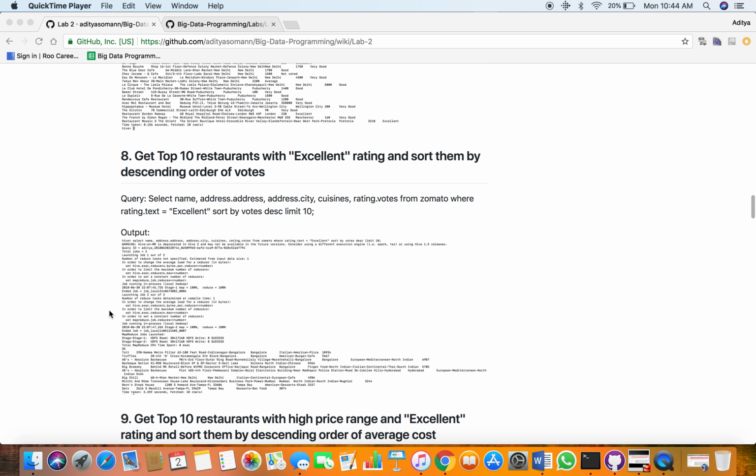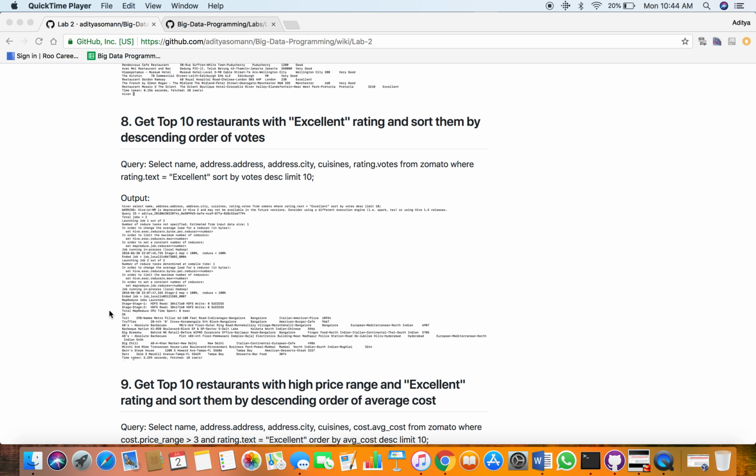The eighth query is to have the top 10 restaurants which have excellent ratings and sort them by the descending order of the votes. This is the query. We have limited the query to 10, and this is the output.